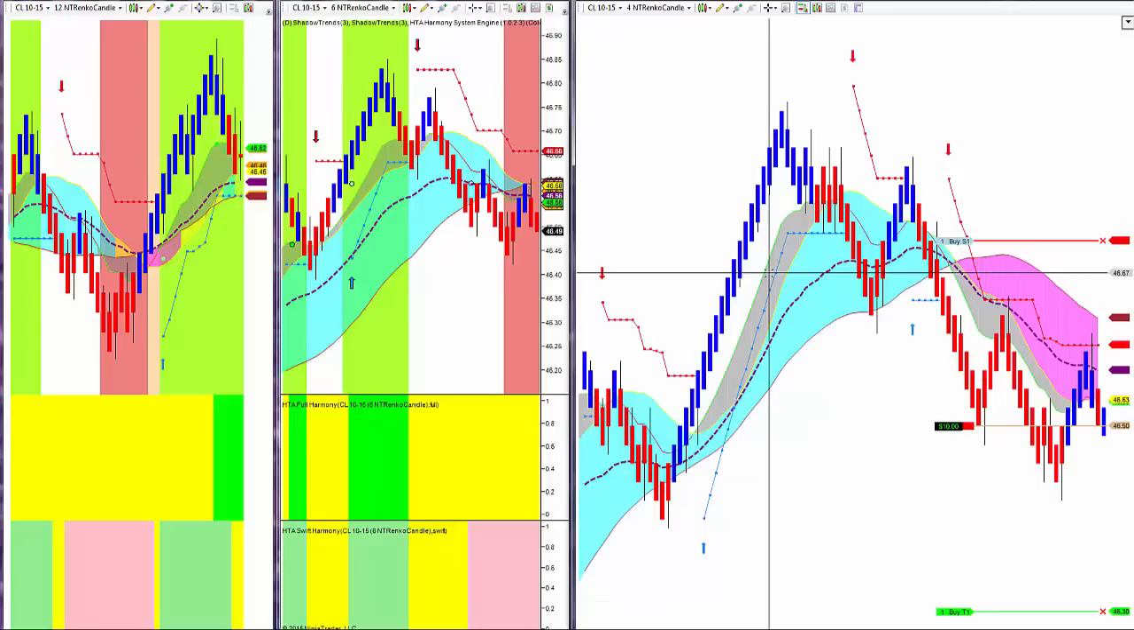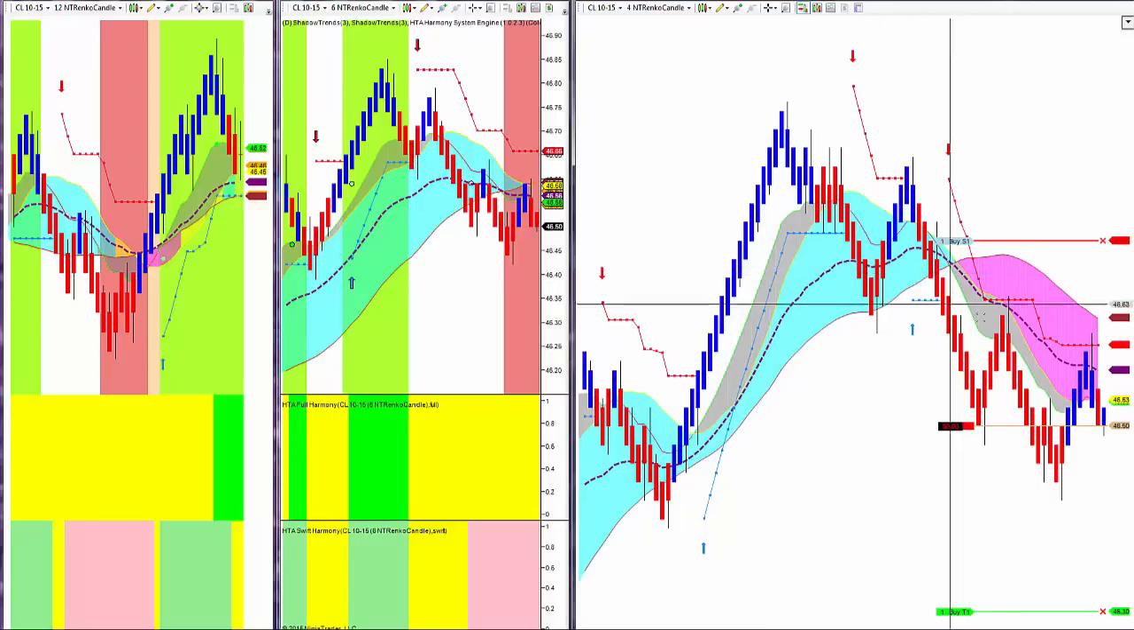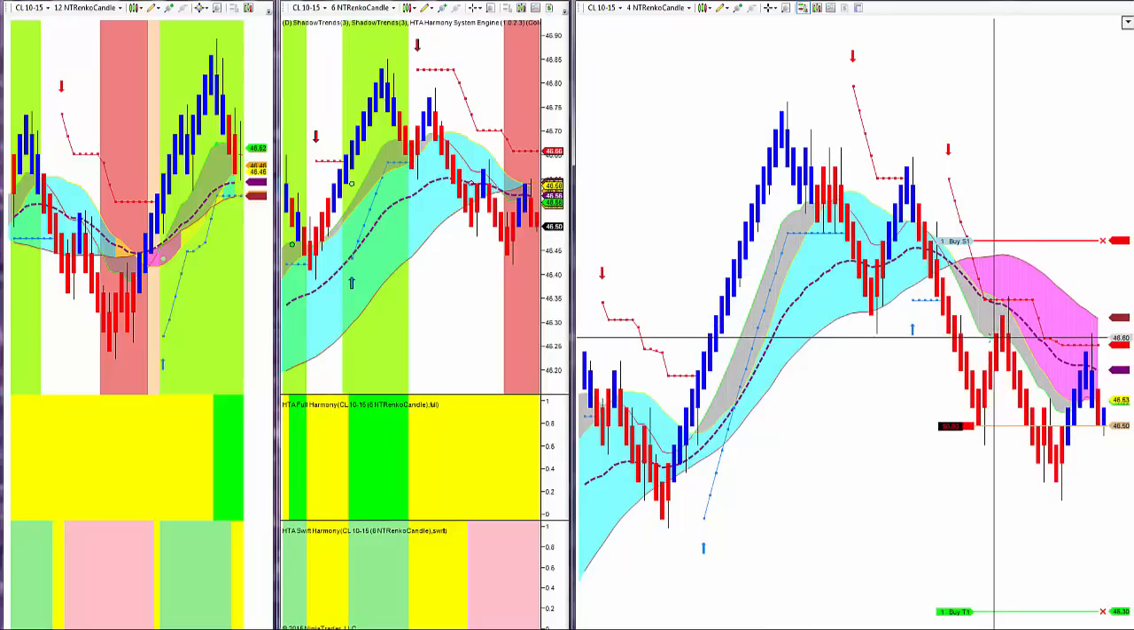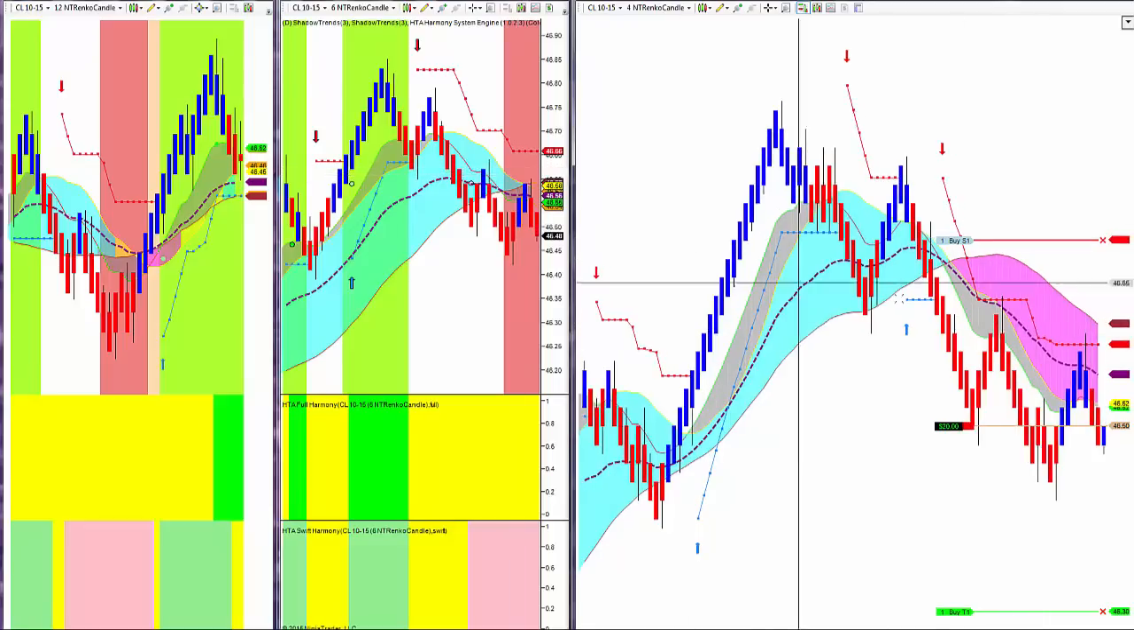So 50. Now what am I looking for as far as risk and add? For risk, if I break 60, which is 10 ticks above this, then I'm pretty much expecting a price reversal and this not working.